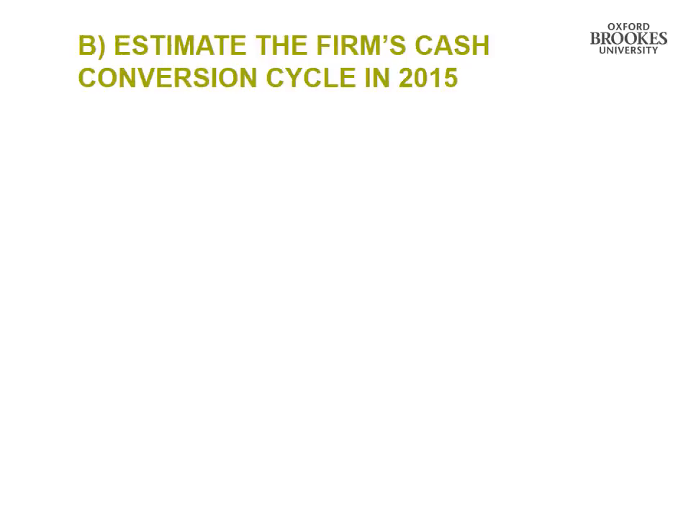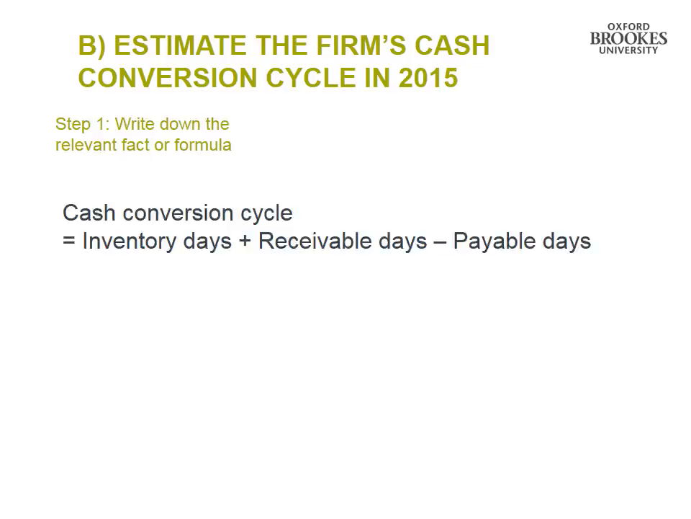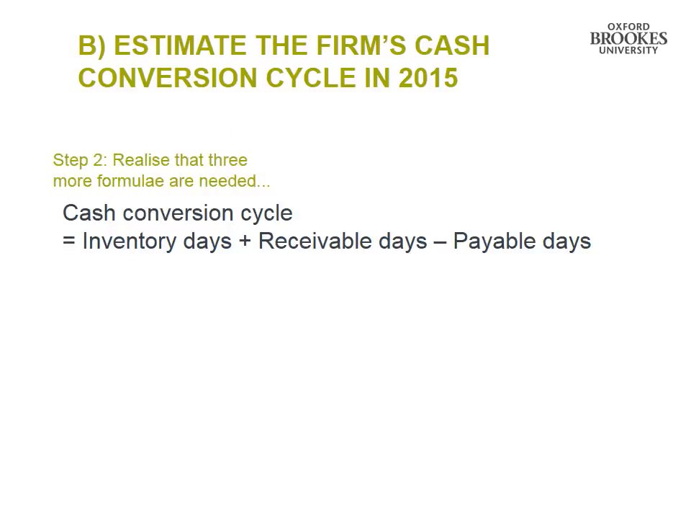Let's move on to part B. Estimate the firm's cash conversion cycle in 2015. You can guess what the first step is. We need some relevant fact or formula about cash conversion cycle. What's that? Yes. The cash conversion cycle is inventory days plus receivable days minus the payable days. Okay. So what's the next step?